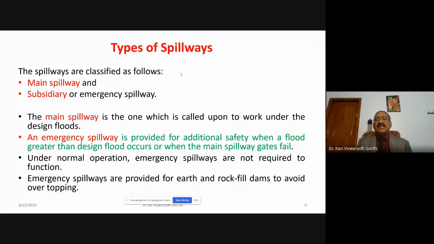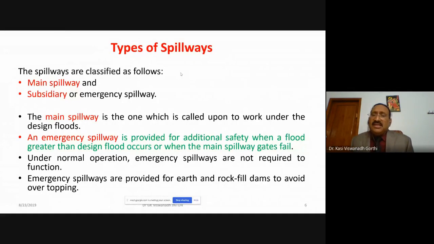In certain extreme cases, like we have experienced in Hyderabad during the last 3-4 days, this type of flood was never estimated, never known also. So in these special cases, the flood may exceed the maximum estimated flood also. Since the spillway is not provided for more than the maximum estimated flood, that means more than the design flood, naturally there will be a problem. In such a case, this emergency spillway will be put to operation.